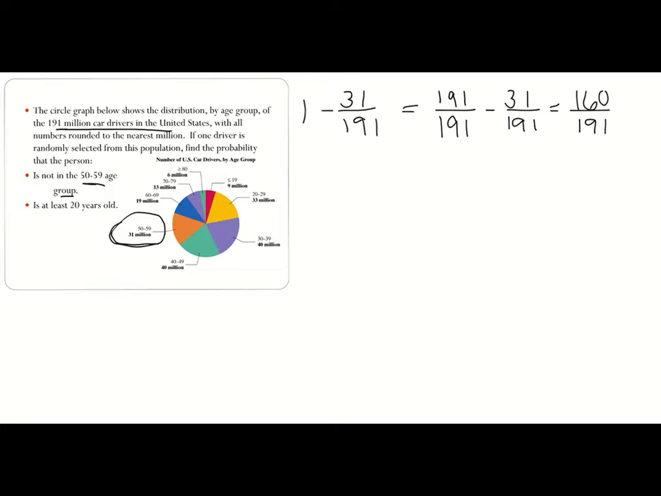And then next, they are at least 20 years old. So that means anything that is greater than 19 years. So if we look on here, they're at least 20 years old. The only group that is less than 20 is the less than or equal to 19, and that's 9 million people. So we're going to do 1 minus 9 over 191. And when we simplify that, or subtract, we get 182 out of 191. The rest of them are at least 20 years old.